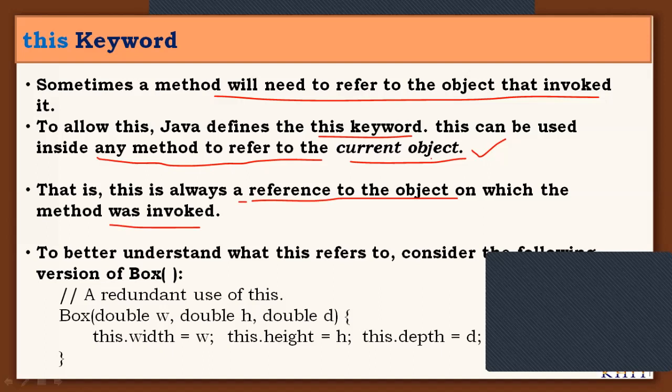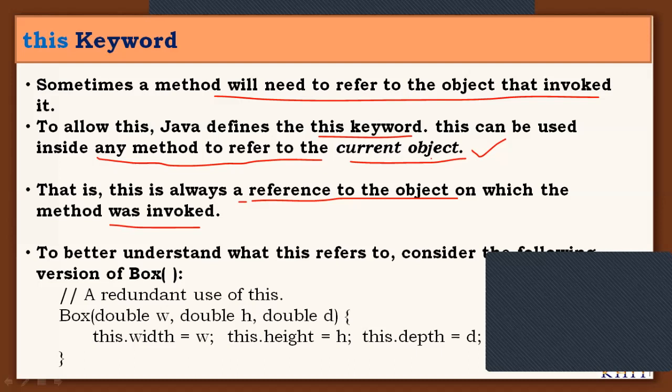Generally for a class you can create any number of objects, and these objects can access the member methods of the class. The this keyword gives the reference of the current object that the method was invoked by. This is the first usage of the this keyword.